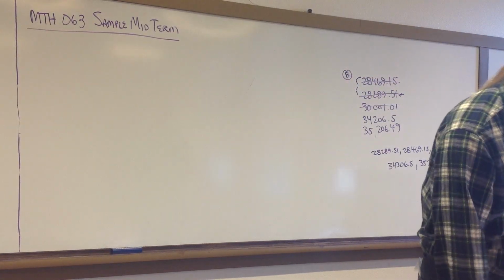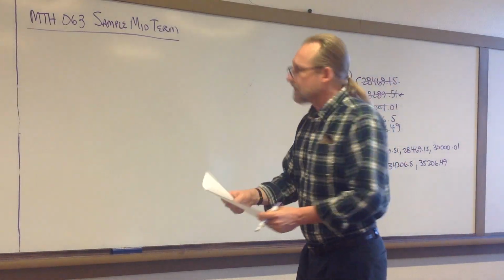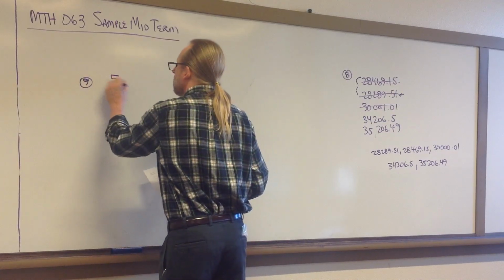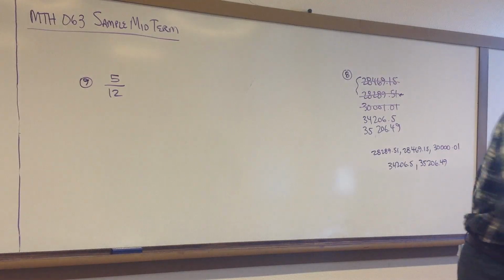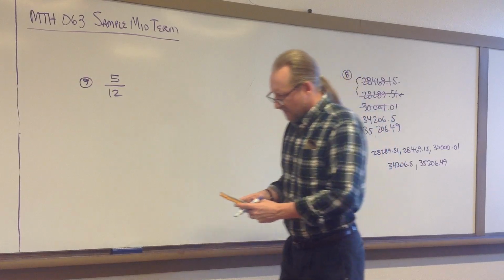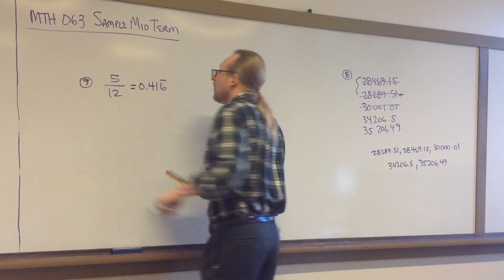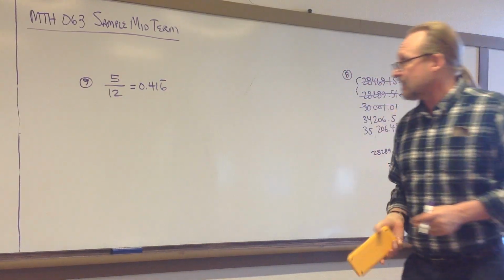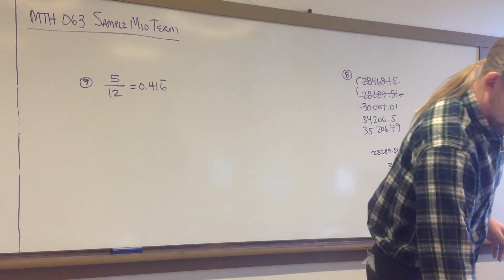All right, next on the bottom of page 1, converting fractions into decimals. So remember, the fraction bar means divided by. You can do these without a calculator, but I'm going to use mine for this. 5 divided by 12 is 0.416 repeating. So just put a bar over the repeating part. Okay? Now my calculator puts a 7 at the end. That's not correct. It's an infinite string of 6s.